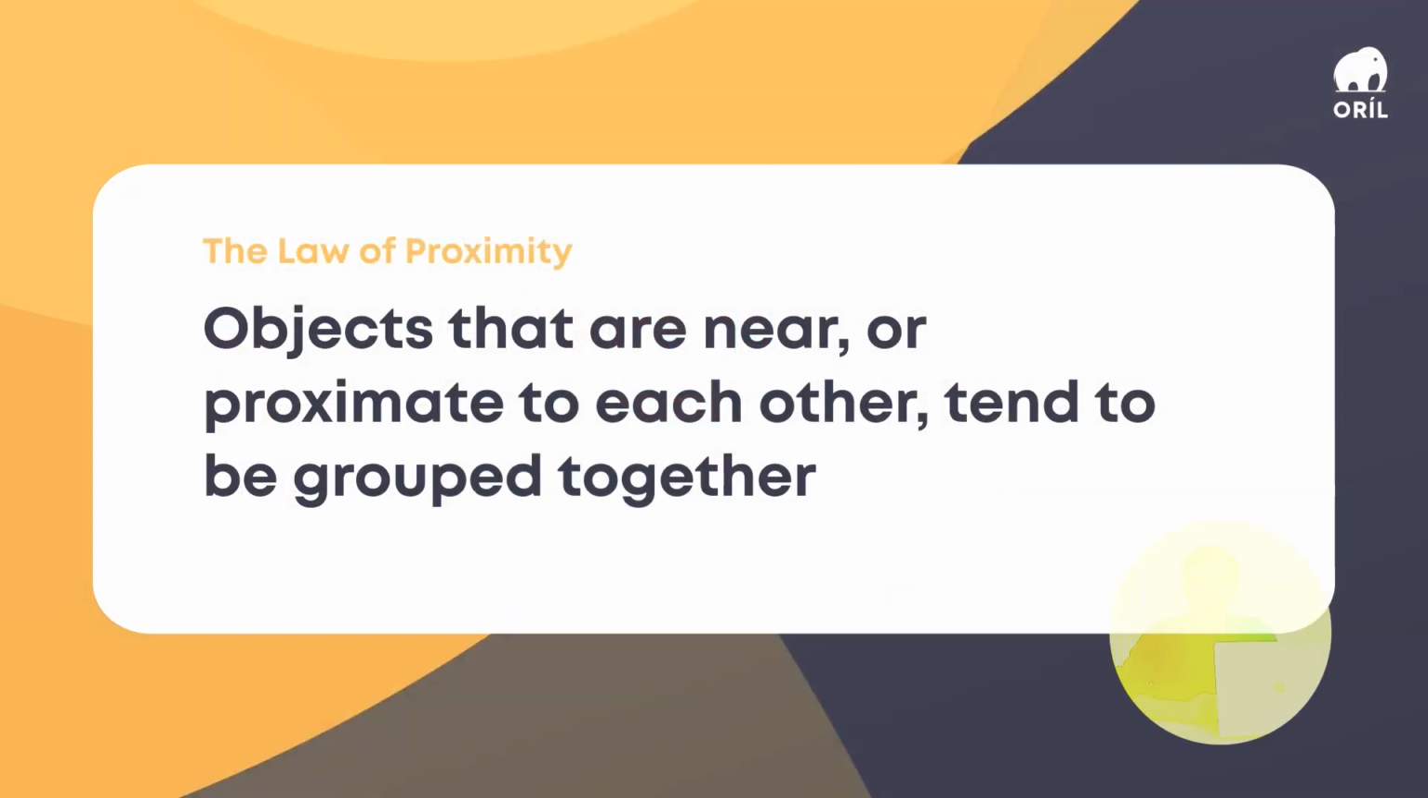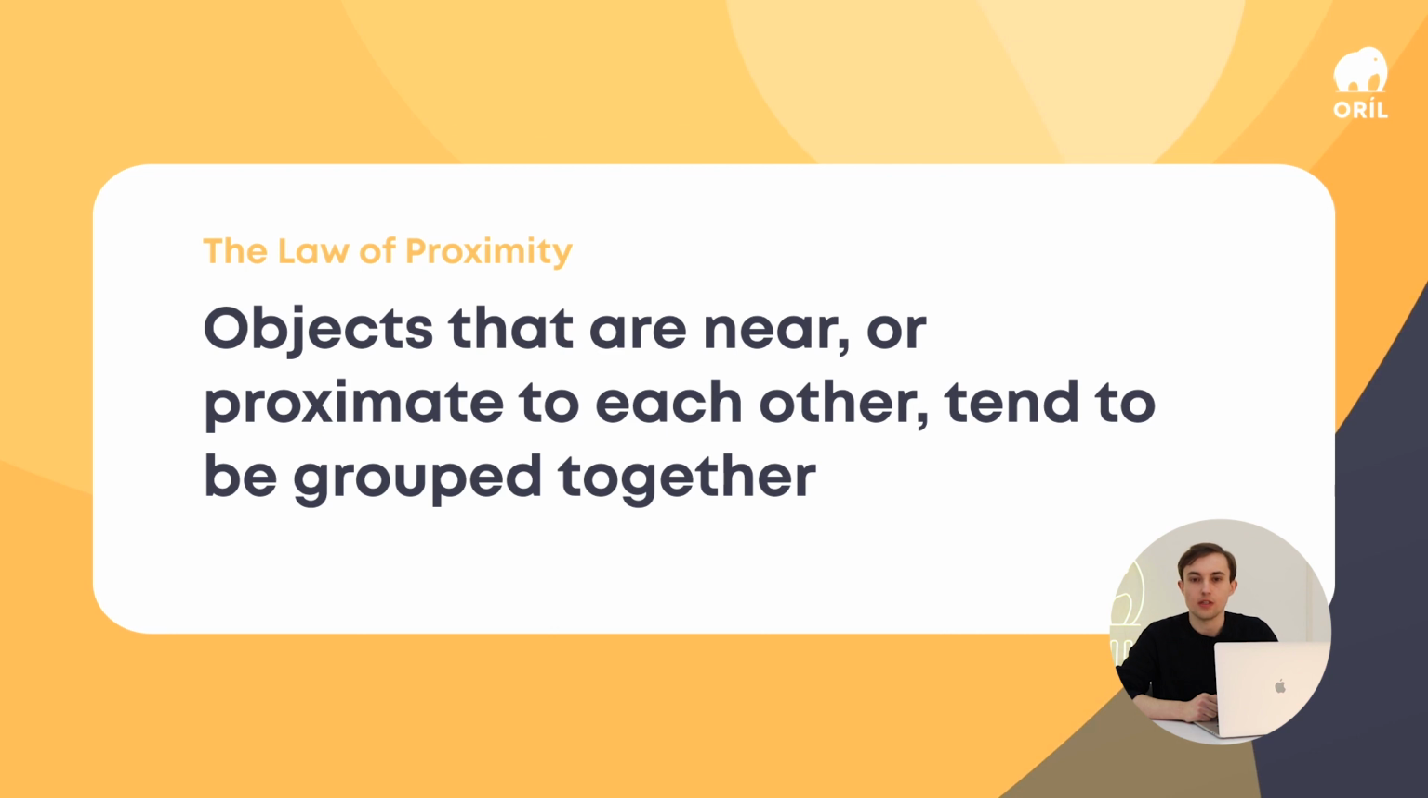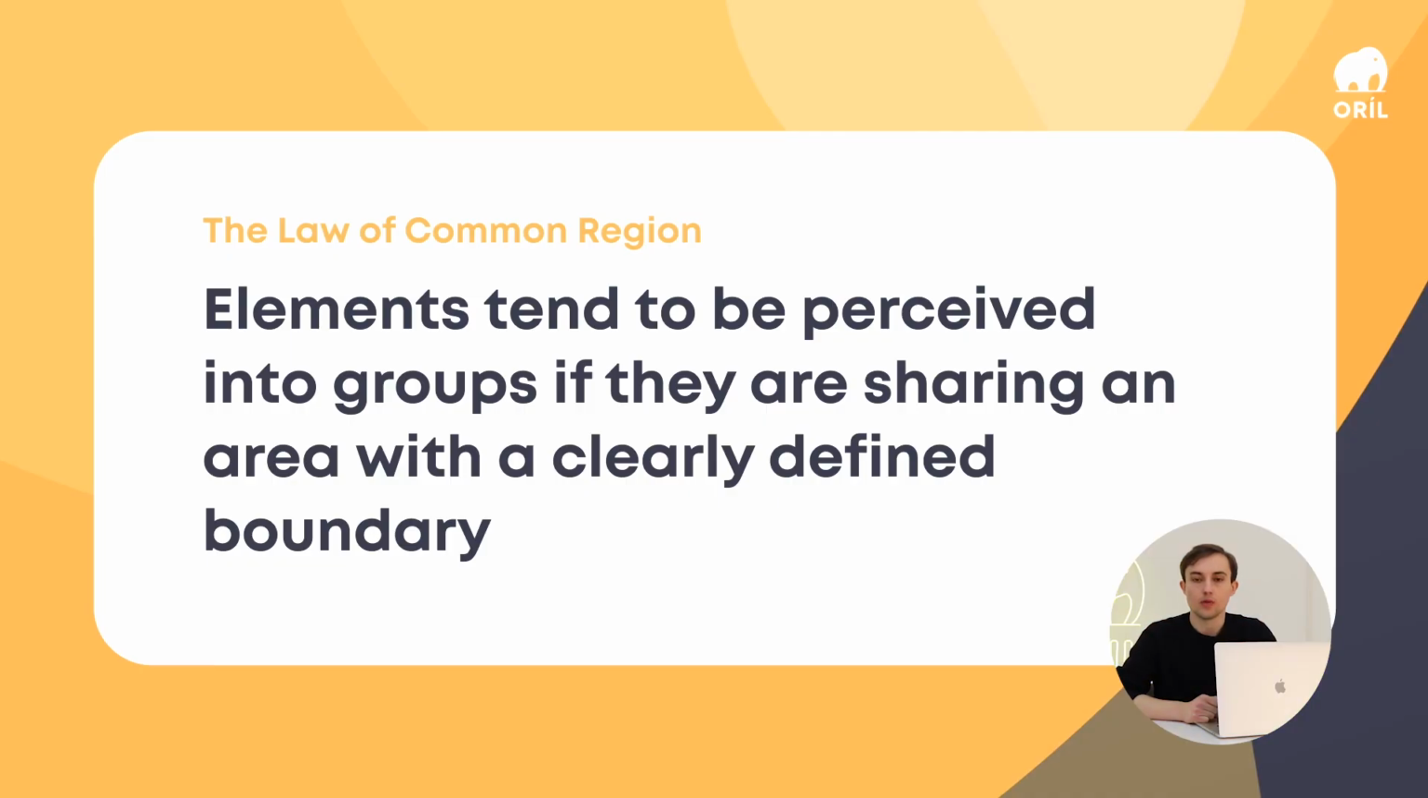Let's take a look at the law of proximity and the law of common region. The law of proximity says that objects that are near or proximate to each other tend to be grouped together, while the law of common region says that elements tend to be perceived as groups if they are sharing an area with a clearly defined boundary. What we take from these laws is that if you have elements that have a common root or are on the same level of hierarchy, their similarity can be expressed by putting them close together, that's the law of proximity, and by dedicating a space for them, that's the law of common region.